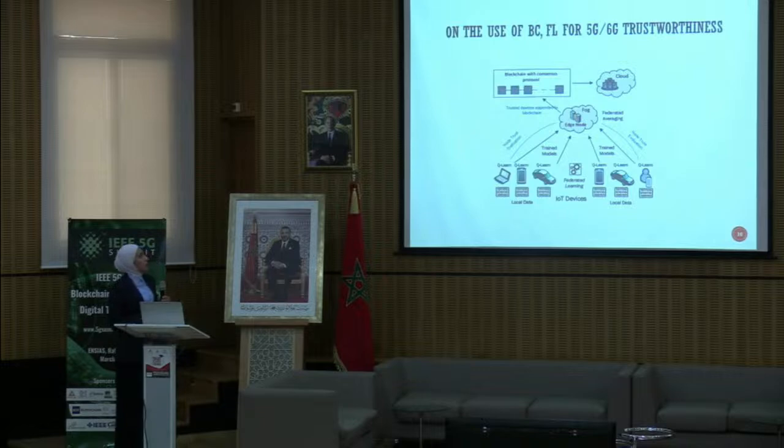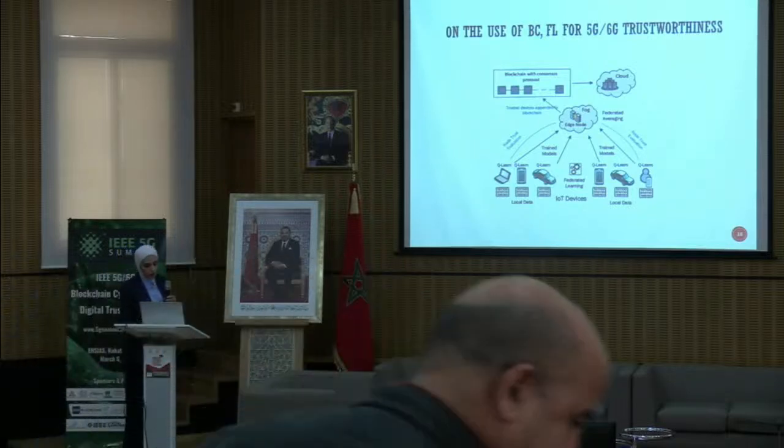This is one of my works about using blockchain federated learning for 5G, 6G trustworthiness. As you see here, we have the end devices, which are different types of devices or edge devices. And these devices are able to train their models and share them toward the federated averaging mechanism that has been done here on the fog. Then only the trusted parties have been appended to the blockchain with the consensus protocol. So of course, only the authorized parties will be appended to the blockchain, which will make it trustworthy.